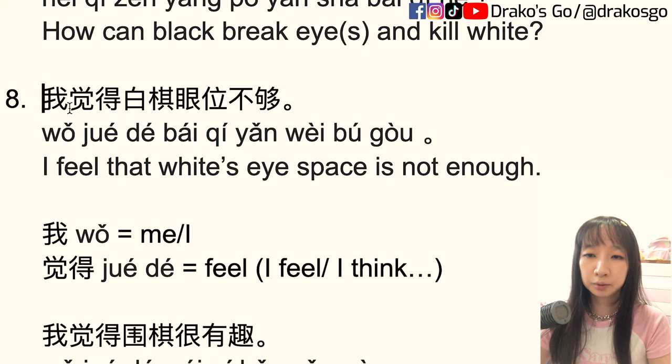Sentence number 8. Now we're going to learn a new word. This word is very useful. Whether it's about go or not about go, this is a very commonly used word. 觉得, 觉得 is to feel. So that's when you express your opinions. And if you are not too certain, you can use 觉得 so that other people know that it's just your thoughts and you're not too sure. So if I say 我觉得 means I feel or like in my opinion. 我觉得白棋 white, 眼位 eye space, 不够 not enough. So I think or I feel that white's eye space is not enough.